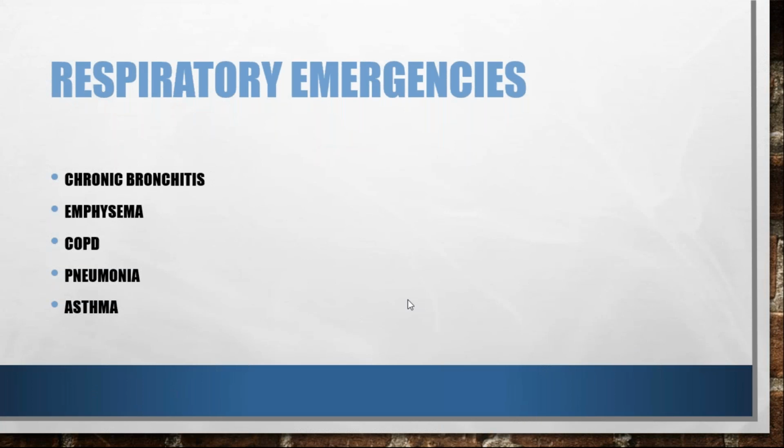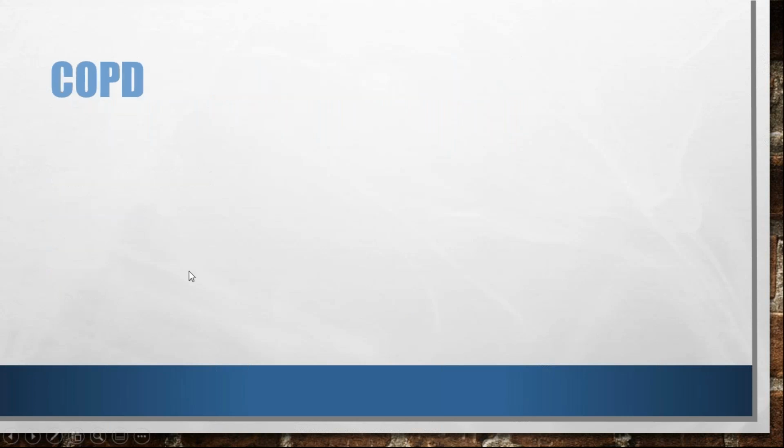Welcome in, everybody. On this lecture, we're going to be talking about respiratory related emergencies. The five big ones that we're going to be looking at are chronic bronchitis, emphysema, COPD, pneumonia, and asthma. We're also going to be looking at different assessment tools and then also treatments for patients who are experiencing difficulty breathing, shortness of breath, and again, the pathophysiology and disease process behind the five big ones that we're going to be discussing today. So first, we're going to be looking at COPD.